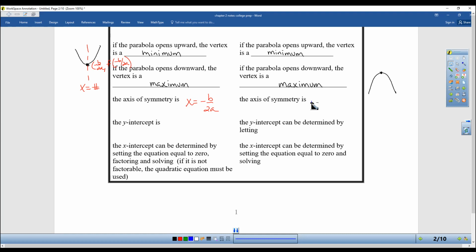It's simpler in this one. X is equal to h.